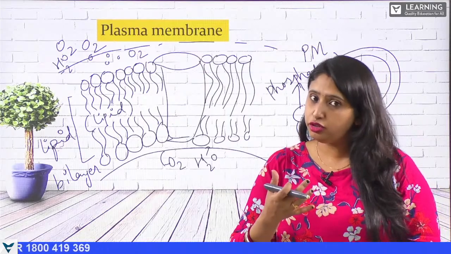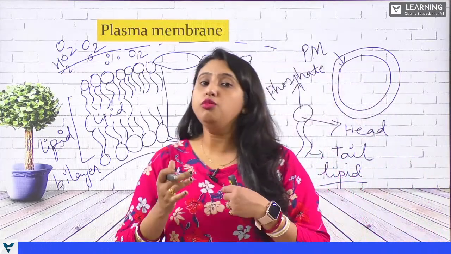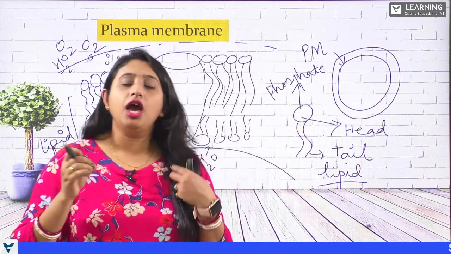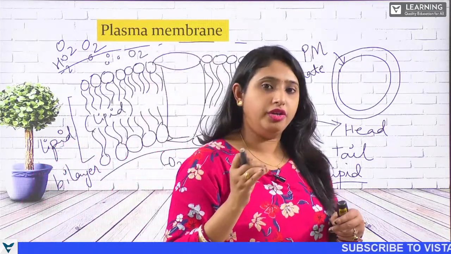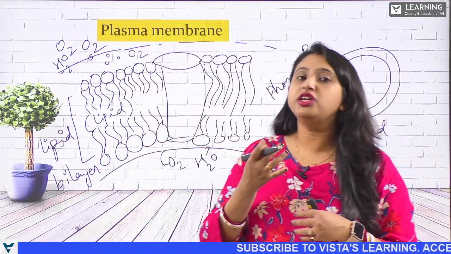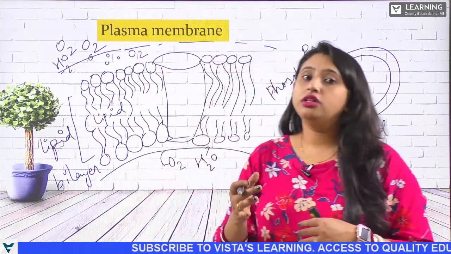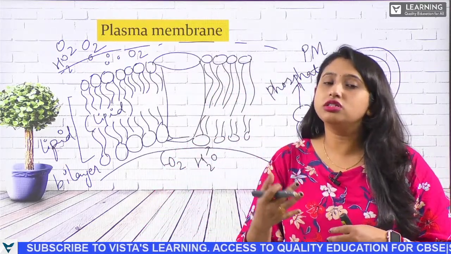Then only it will be able to cross, okay? So the hydrophilic moieties have difficulty in crossing the plasma membrane, okay? For them, they require some special help, so that they can easily cross the plasma membrane.